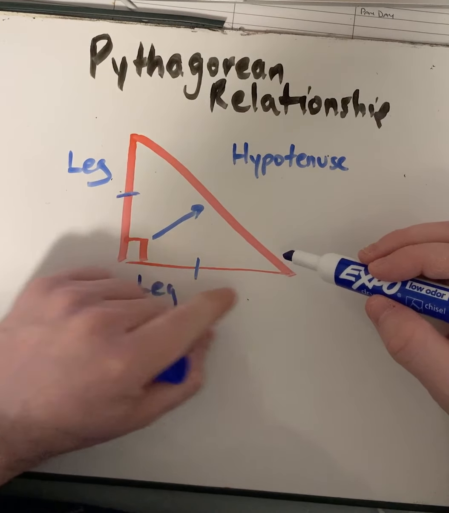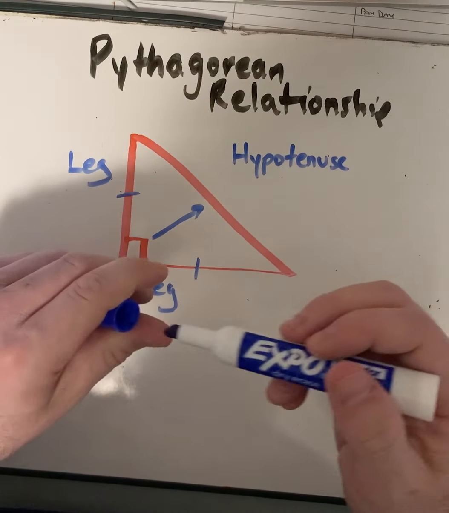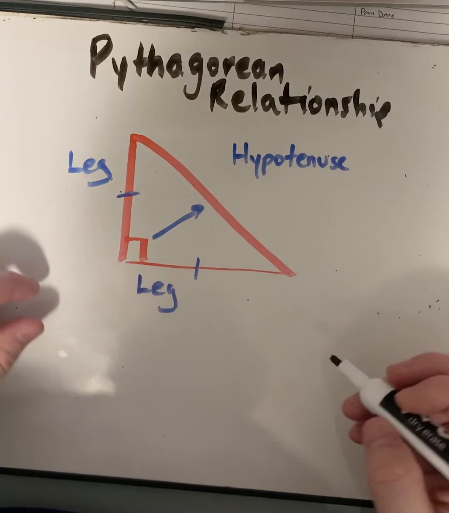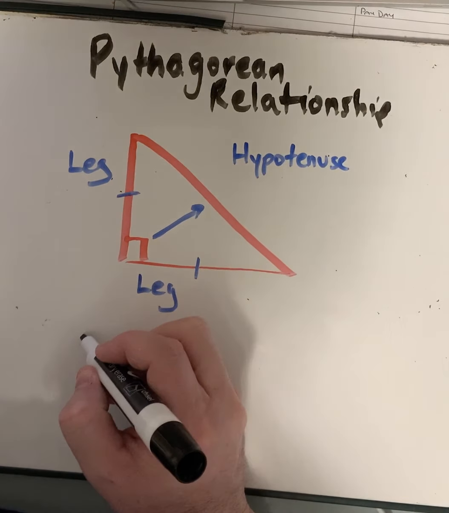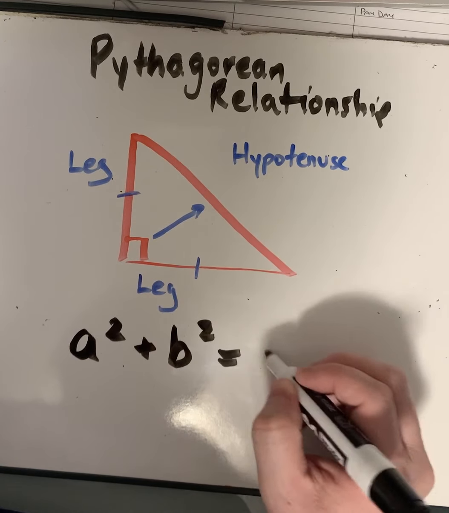So the legs can be differing lines. As long as the legs are not as long as the hypotenuse, you know that you're dealing with a right angle triangle. So what is the Pythagorean relationship? Well, it looks at this formula exactly. It says a squared plus b squared equals c squared.